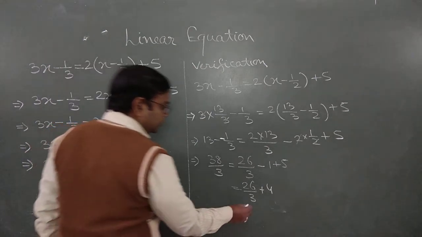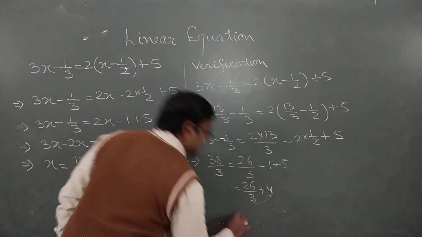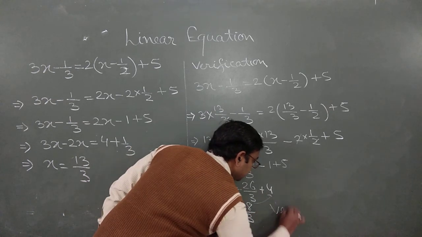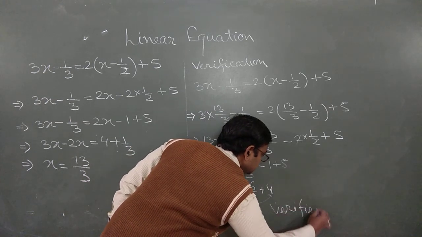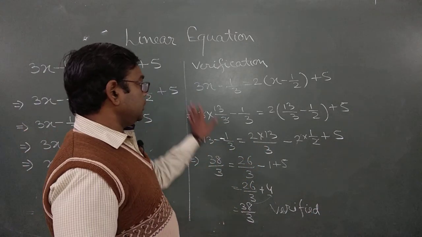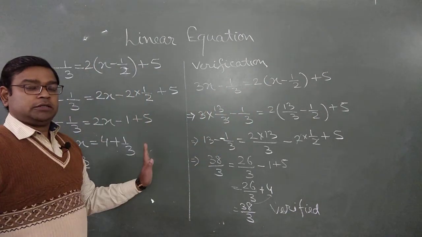And if you see 3 into 4 is 12, 12 plus 26 is 38 upon 3. It's verified. Both sides we have this one. In this verification, we need not transpose any terms on either side.